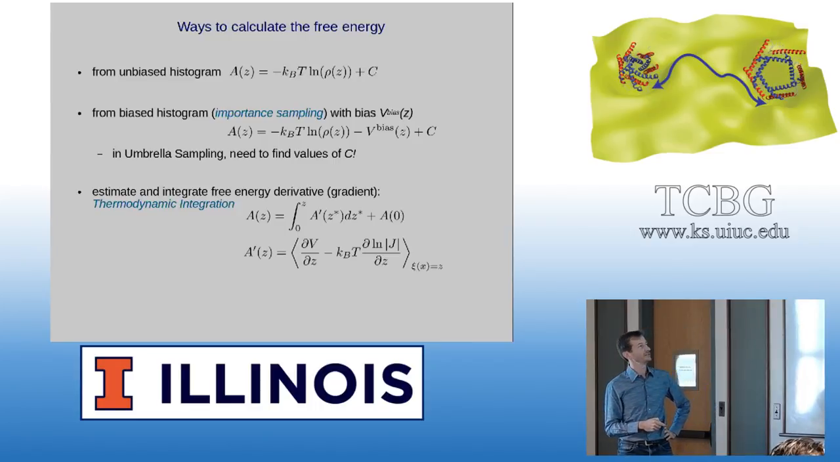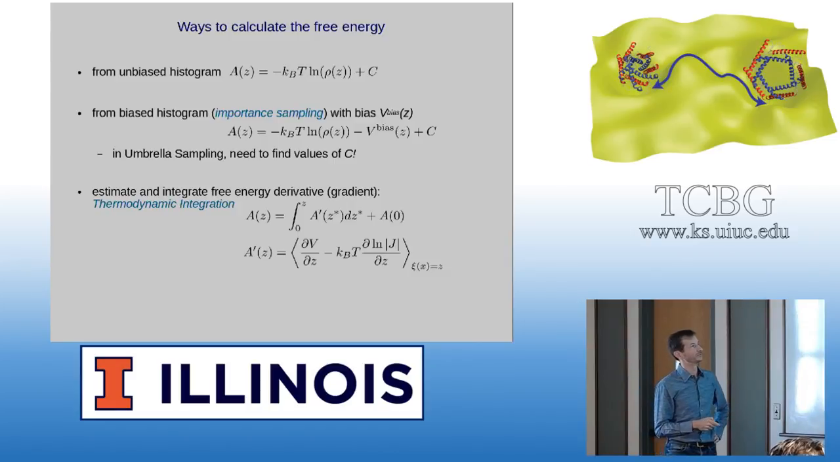And another way is to go through the free energy derivative or gradient. The theory for that is called thermodynamic integration. And it's just writing that the free energy profile is an integral from zero to some value z of its derivative plus a constant, and here I've chosen to anchor it at z equals zero. So we explicitly get free energy differences when we integrate like this.